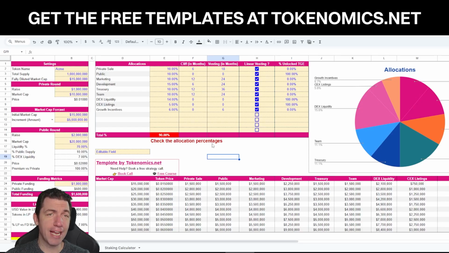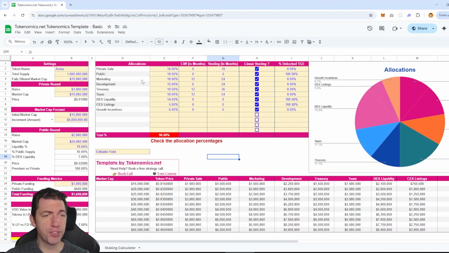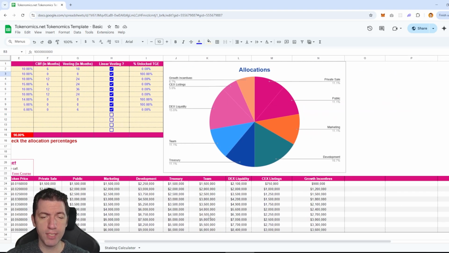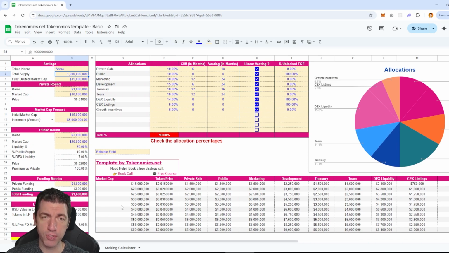So what we're going to do next is actually talk about our different allocations here. You can see over here I have marketing, development, treasury, team, DEX liquidity, centralized exchange listings, and growth incentives. So I have a bunch of different allocations I've already set up. Yours might be completely different, but what you're really saying here is we have 1 billion total supply. We're going to slice up all those tokens, and then here's how we plan to use them. That's what you're saying. And you're trying to be as transparent as possible. You're also trying to make sure you don't get destroyed by selling pressure.